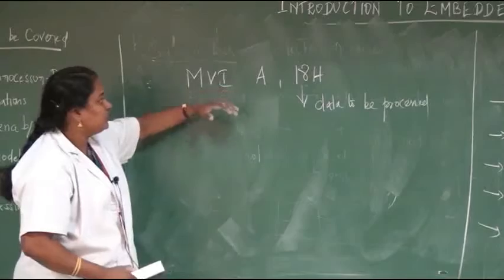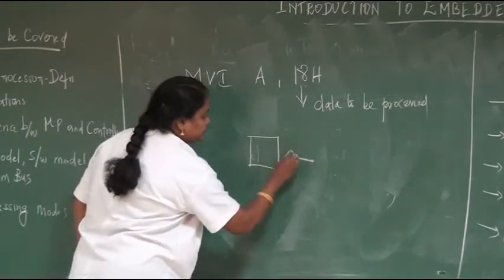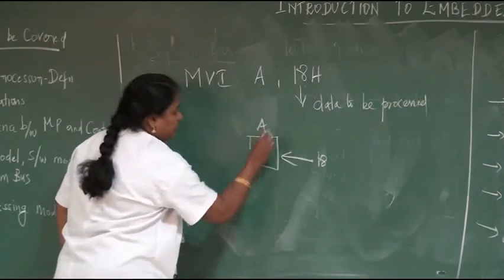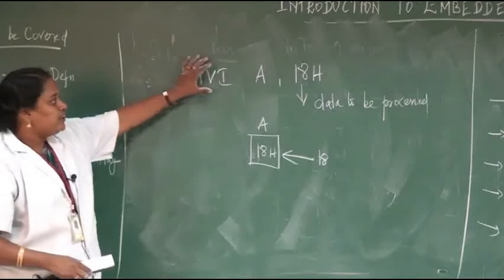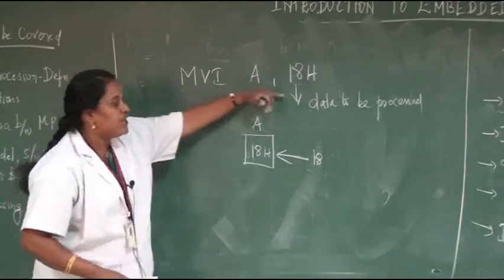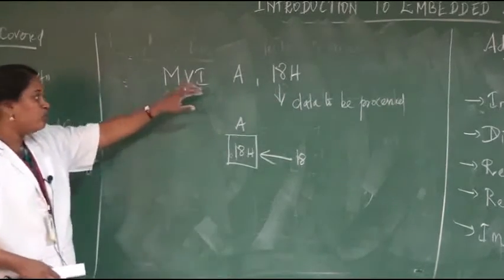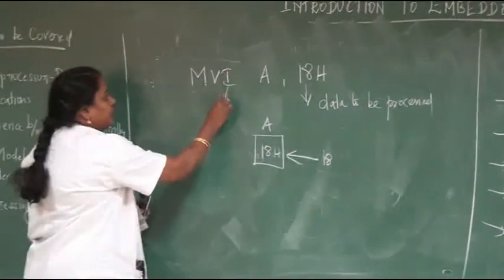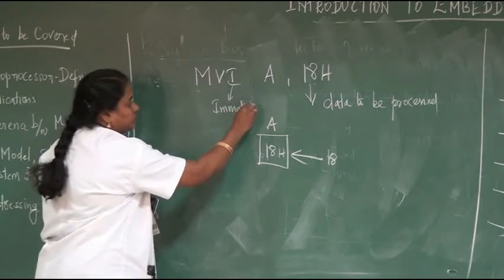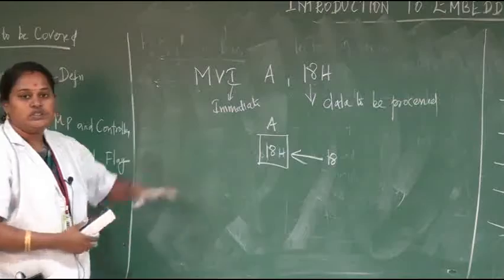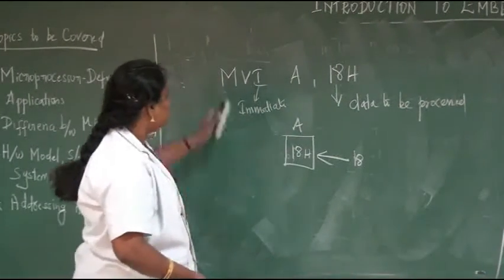After execution of this instruction, this 18 is moved to the A register. So what is special? The data to be processed is available in the same instruction itself. The 18 is available in the same instruction. And one more thing, MVI stands for move immediate. So this is immediate addressing mode. The next is direct addressing mode.